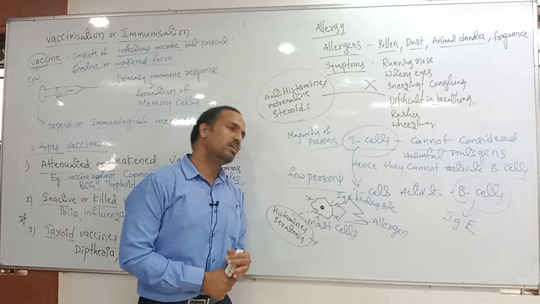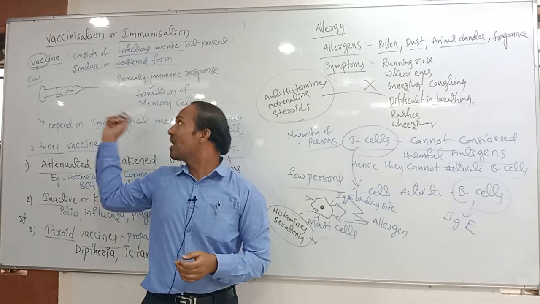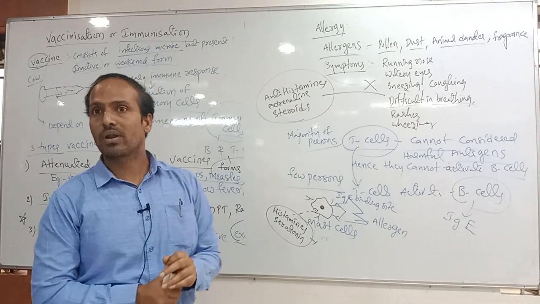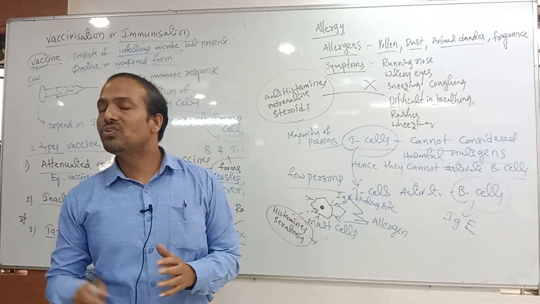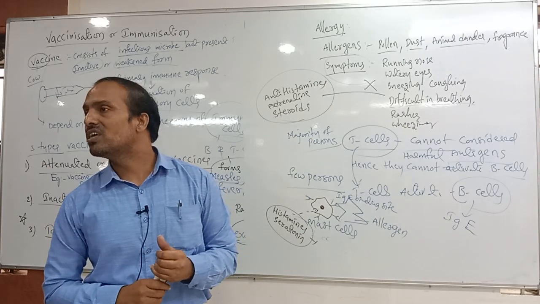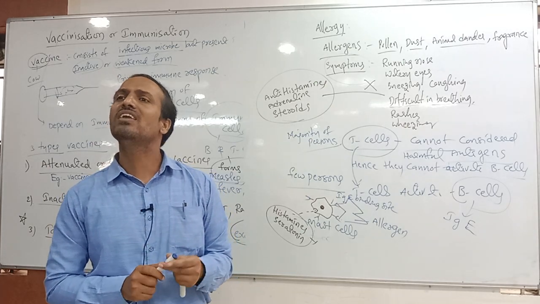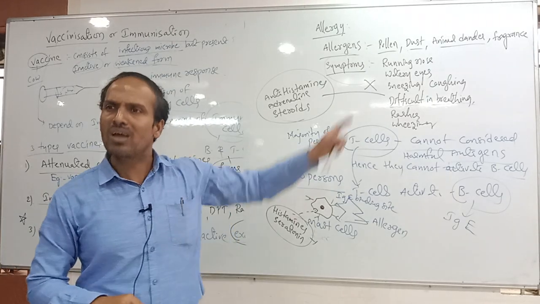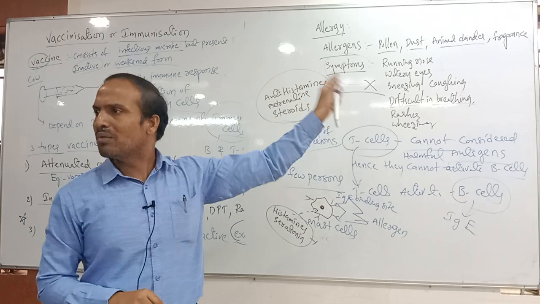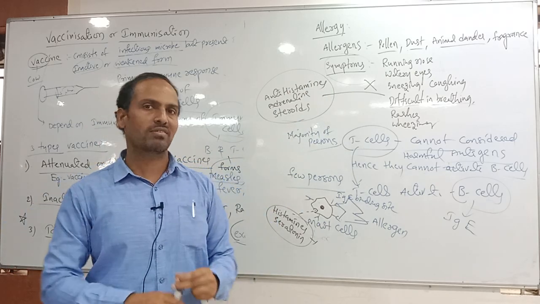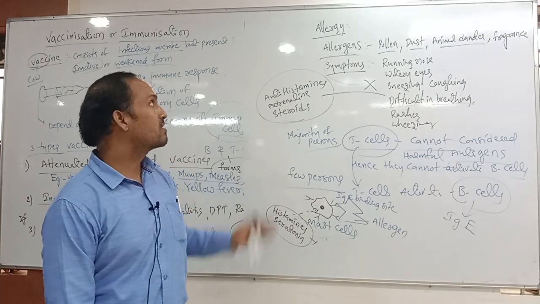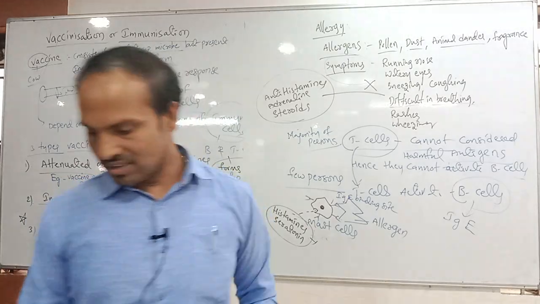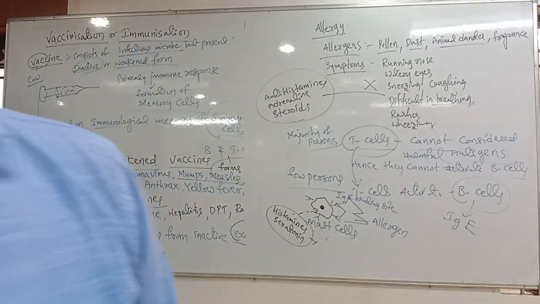Today we covered active immunity, passive immunity, second vaccination and immunization, and third the allergy. Allergy is completely over. But you should also remember the definition of allergy. An exaggerated response means a very over response to non-pathogenic antigens. Clear? The exaggerated response can be observed in only a few persons. That is called sensitive persons.